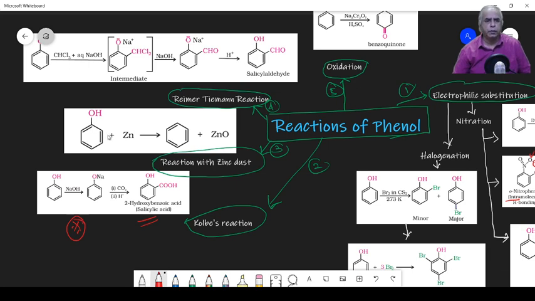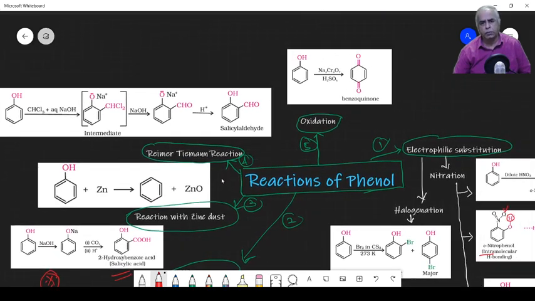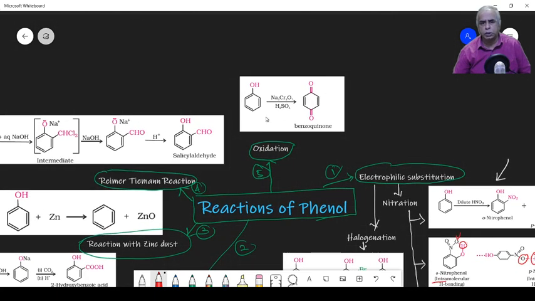Okay, then reaction with zinc dust, where we are able to get benzene, and from Reimer-Tiemann reaction we are able to get salicylaldehyde from phenol by treating with chloroform and sodium hydroxide. And finally in oxidation we are able to get benzoquinone. Here the acidified Na2Cr2O7 is the oxidizing agent.